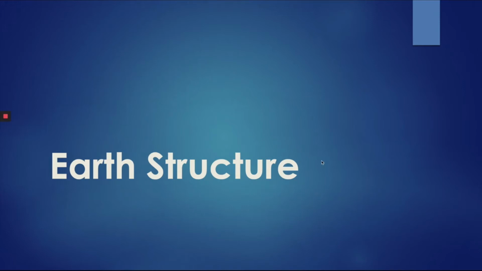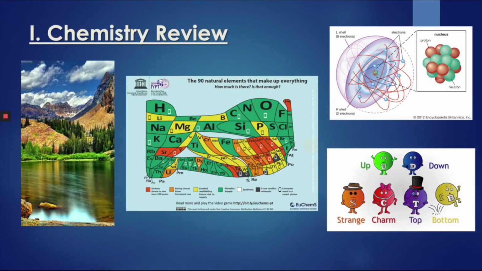Hey guys, we're going to dive into the structure of the Earth, but first, let's start with a physical science review. Now remember that everything around us is composed of matter. Simply put, matter is anything that occupies space. Let's look at this first image. Everything in that photo is composed of matter.